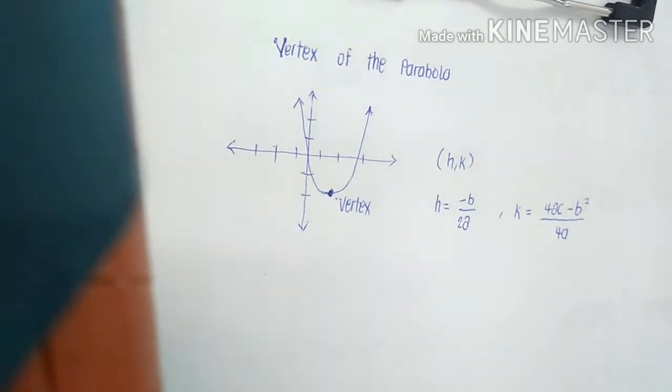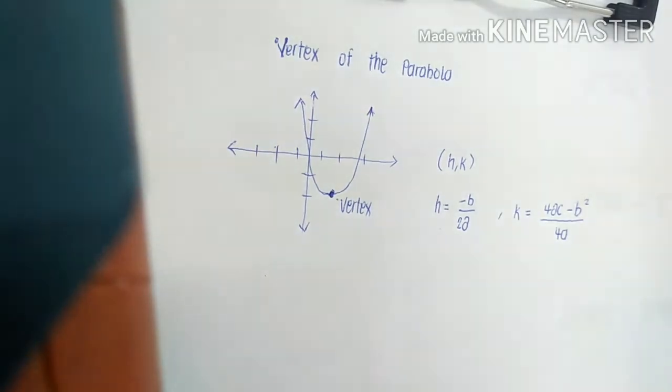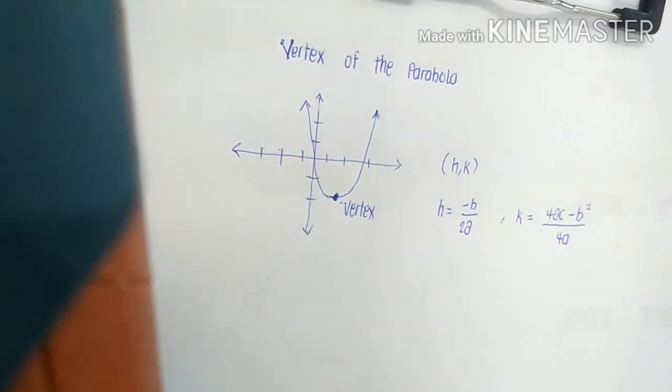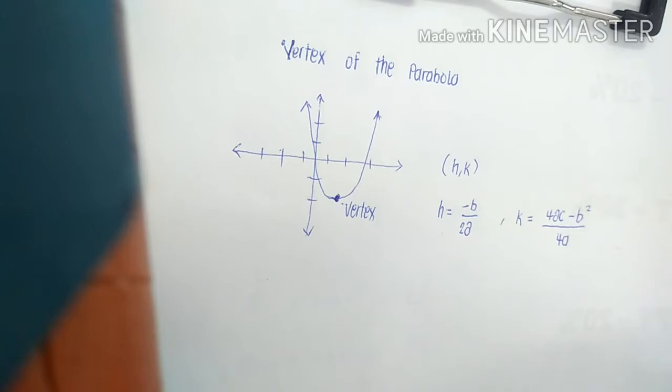So again, as I have told you from the other videos that I made, if the leading coefficient is greater than 0, the parabola opens upward. And if the leading coefficient is less than 0, the parabola opens downward.